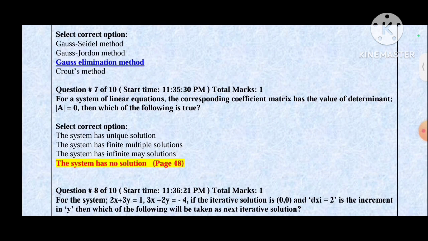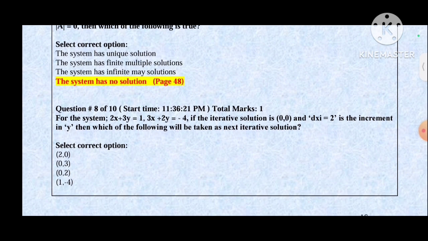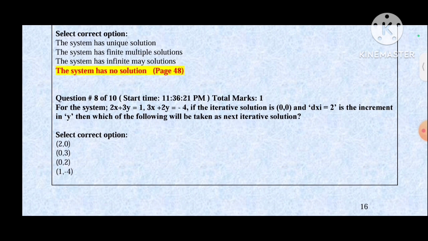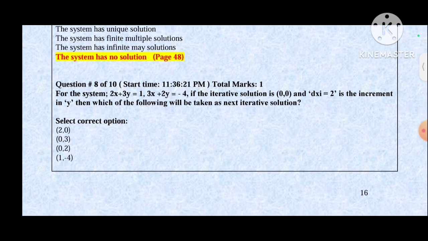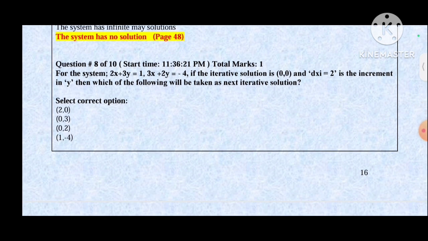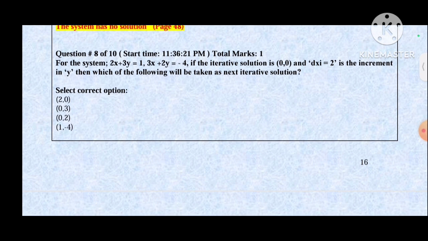फॉर अ सिस्टम ऑफ लीनियर इक्वेशन कोरस्पॉन्डिंग कोएफिशिएंट मैट्रिक्स हैज़ द वैल्यू ऑफ डिटर्मिनेंट ए इज इक्वल टू 0, देन विच ऑफ द फॉलोइंग इज ट्रू? सिस्टम हैज़ नो सोल्यूशन. फॉर द सिस्टम 2x + 3y एट द 3x प्लस, इसका आंसर 1 और 4 है. 1 एंड -4 ये भी हम ऑलरेडी पढ़ चुके हैं. इसका हमारे पास 1 आ जाएगा और इसका हमारे पास -4 आ जाएगा.